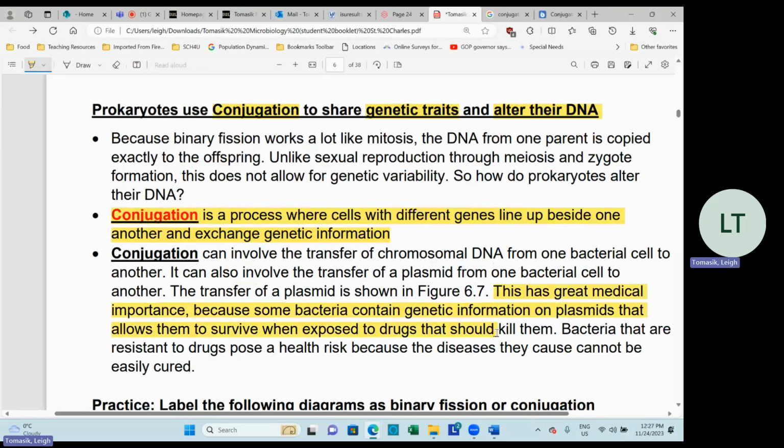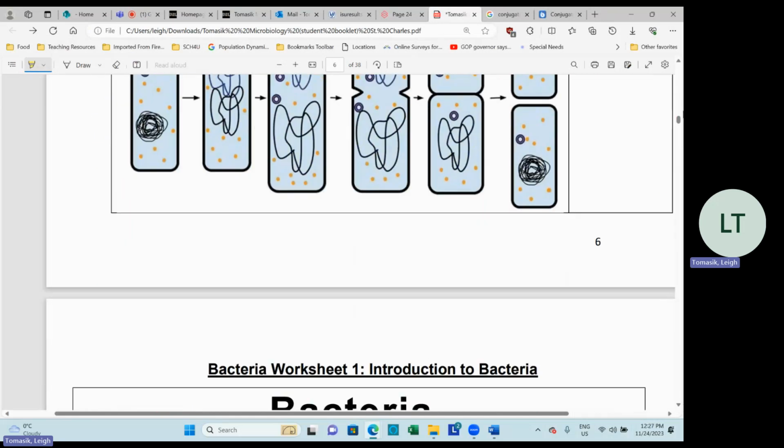This has great medical importance because some bacteria contain genetic information on plasmids that allows them to survive when exposed to drugs that should kill them, like antibiotics. So bacteria that are resistant to drugs pose a health risk because the diseases they cause cannot be easily cured.